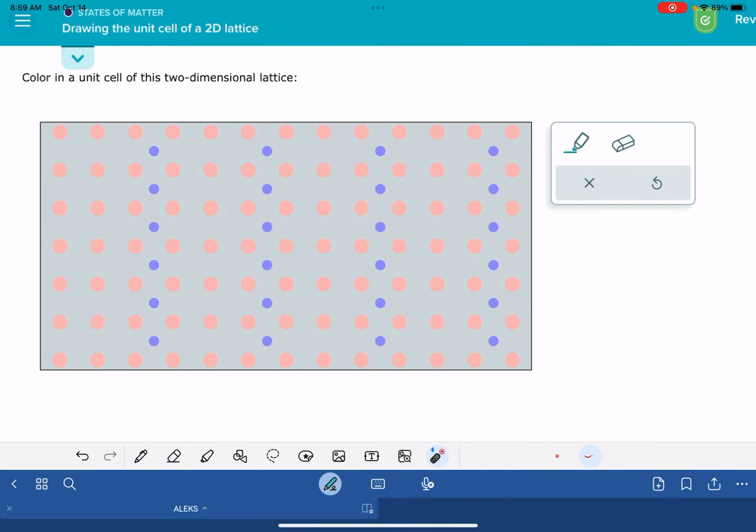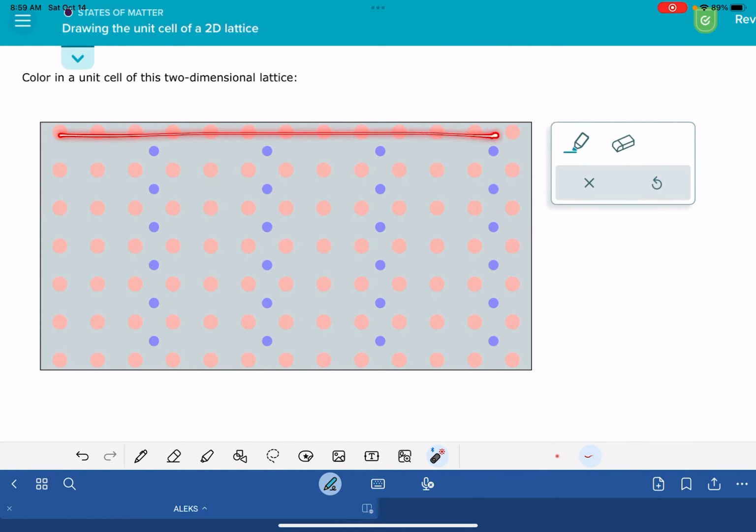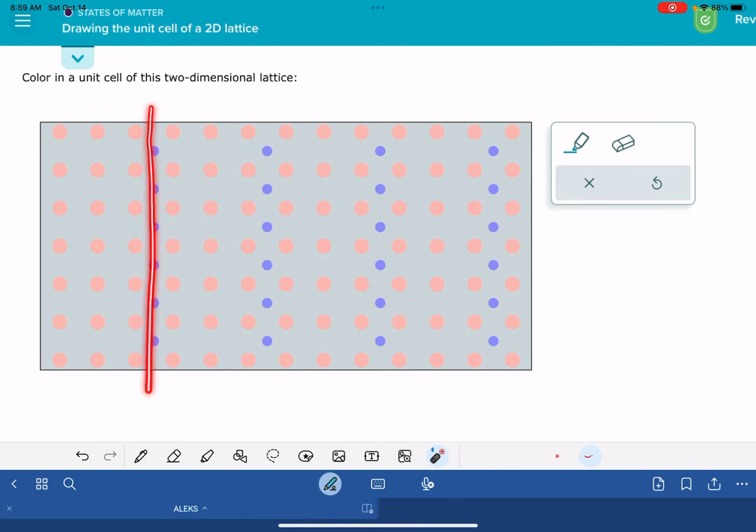So what you're going to be doing is looking for repeating patterns. And you want to be looking for repeating patterns in 4 different ways. You want to be looking horizontally, looking for a repeating pattern as you go horizontally for the pink atoms, and also looking horizontally at the purple atoms. And then you want to do the same thing vertically. You want to look for a repeating pattern vertically for your pink atoms, and you also want to look for the repeating pattern vertically for your purple atoms.